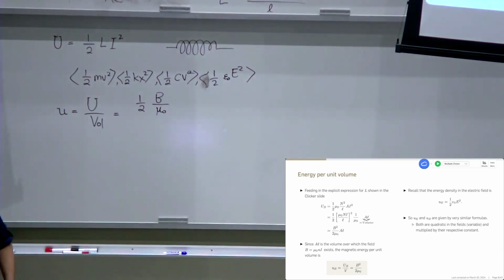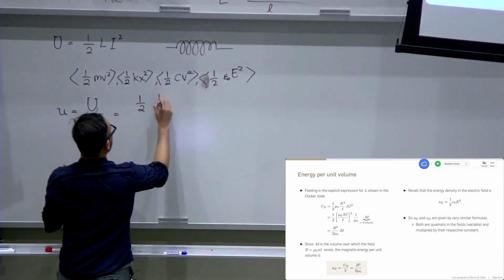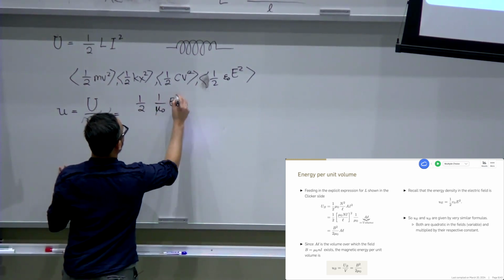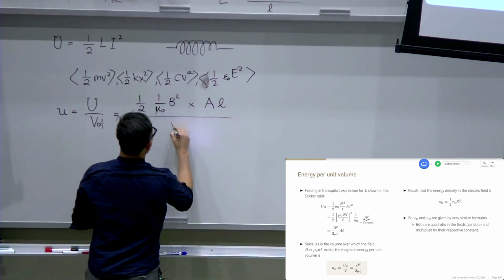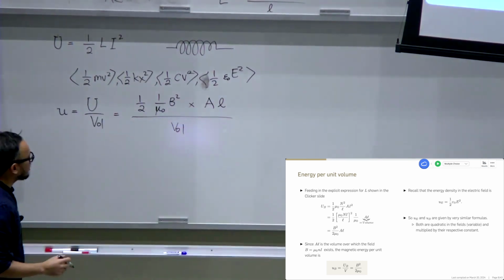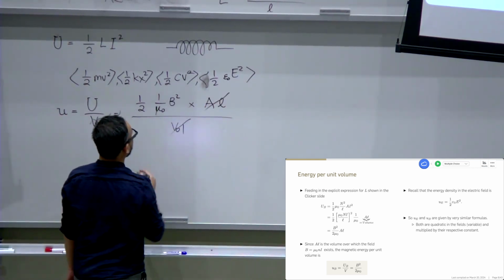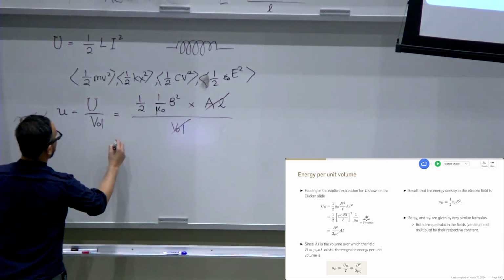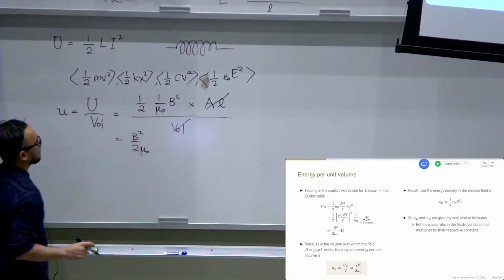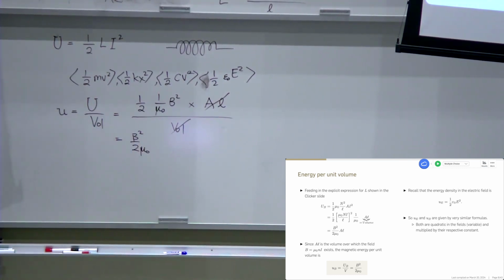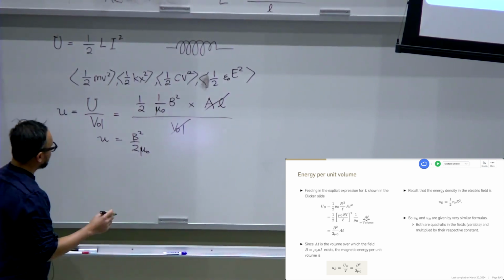Or if you are a big fan of a constant, you can write this times B squared, and then times A times L divided by volume. Since A times L, the area times length, is volume, they cancel each other, and you get 1/2 mu naught B squared. And this is a famous formula for the energy per unit volume.